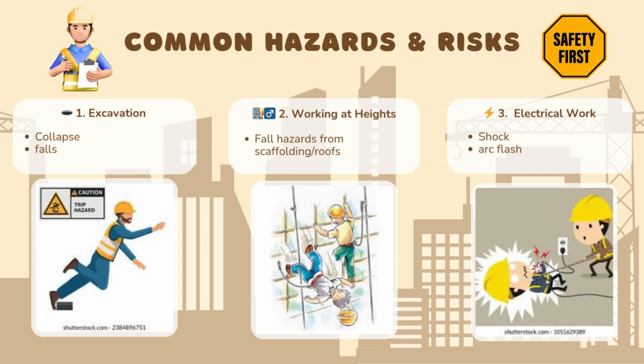Excavation hazards. Digging can turn deadly if trenches collapse or someone falls in. That's why shoring, barriers, and safety signs are super important. Working at height. Whether it's roofing, ladders, or scaffolding, falls are still the number one cause of construction death. Safety harnesses, guardrails, and proper training can save lives. Electrical work. Live wires, exposed circuits, or bad lockout tagout procedures can lead to electrical shock or arc flash. Always confirm the power is off and use insulated tools.